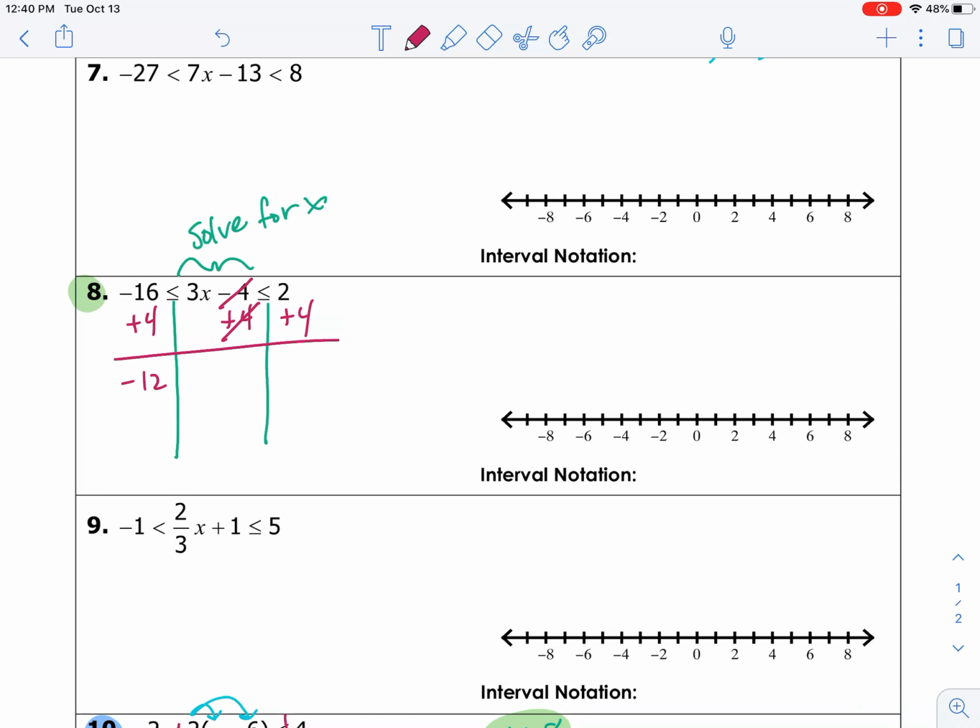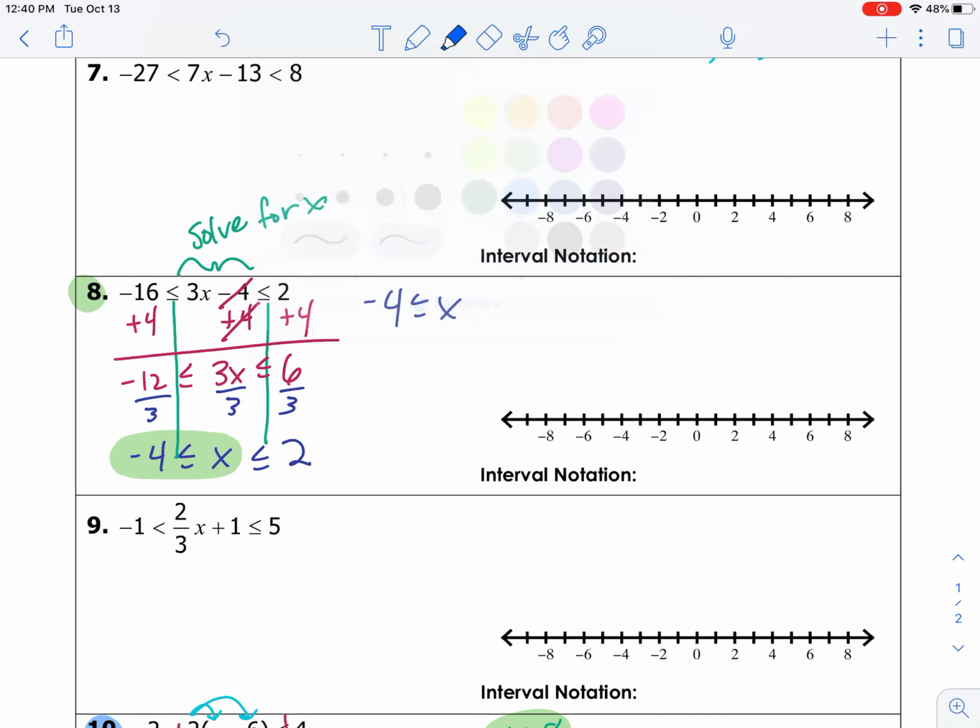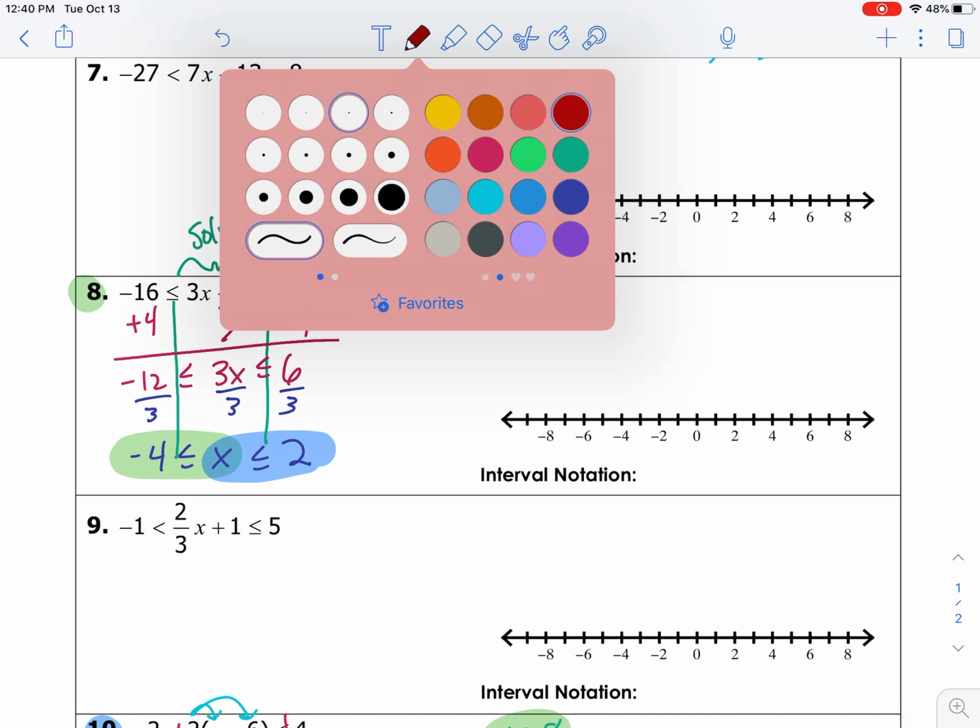-16 plus 4, -12. 4's cancel in the middle. All we have here is 3x. And here we have 6. Divide everything by 3. So this is -4 less than or equal to x less than or equal to 2. Now it's time to fix it so we can graph it. I have -4 less than or equal to x. I have x less than or equal to 2.